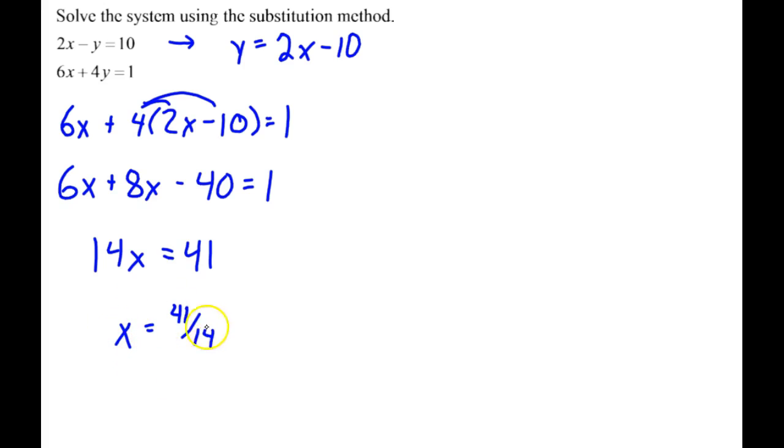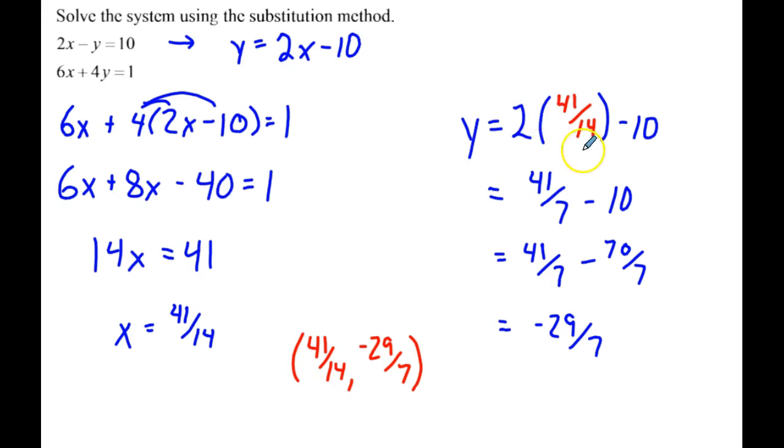Now once we have the x coordinate, we need to substitute this value of 41 over 14 in for x in this equation up here so that we can solve for y. Now once we substitute in 41 over 14, we just have to simplify this expression. We multiply this through and simplify, we get 41 over 7 minus 10, get a common denominator, and once we simplify that fraction, we get negative 29 over 7. So the solution to this system is the ordered pair 41 over 14, negative 29 over 7.